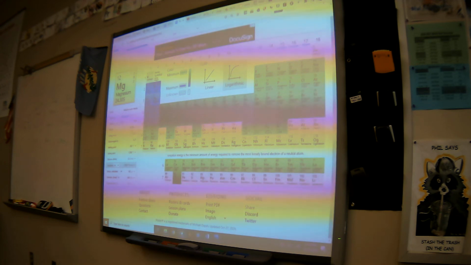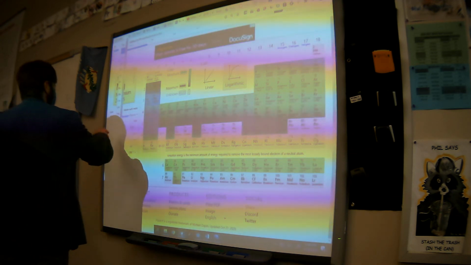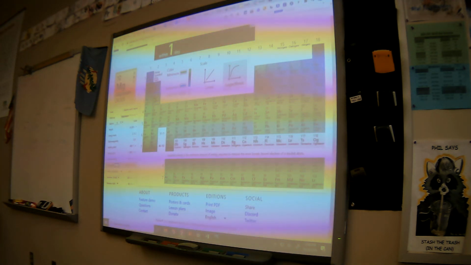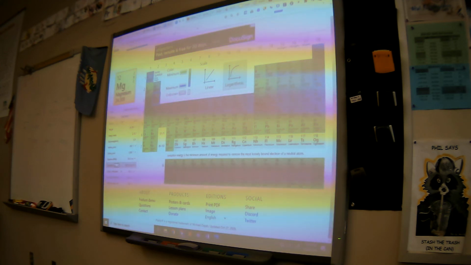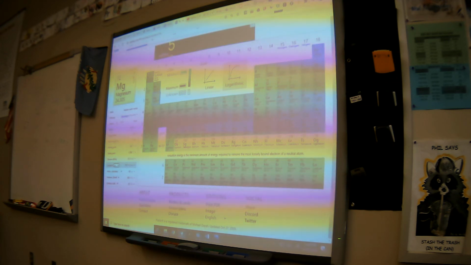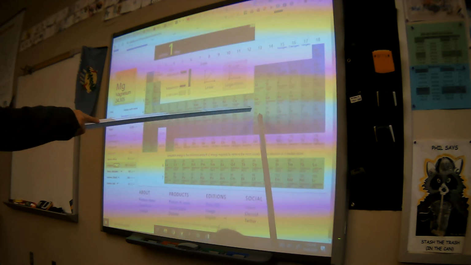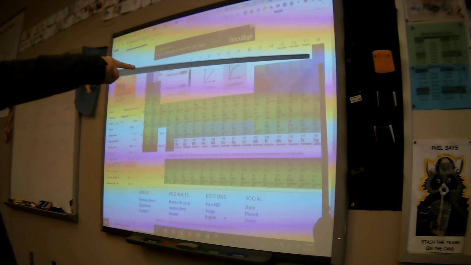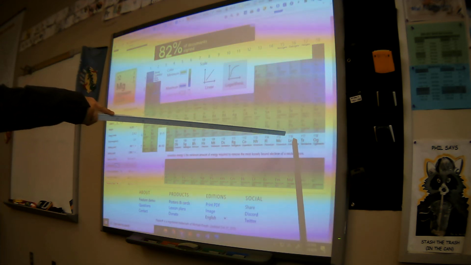Yeah, one sec. I'm on the third ionization energy. Let me switch to first. There you go. Is that better? Yeah. So, what do you mean? Oh, right here? Or are you talking about right here? Right here? Yeah. As you move down, it's getting less and less and less.